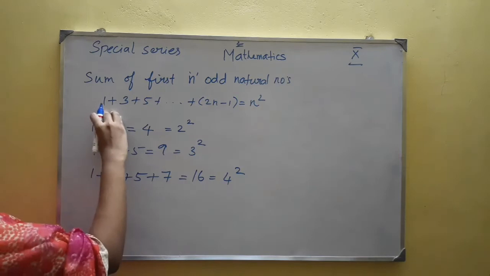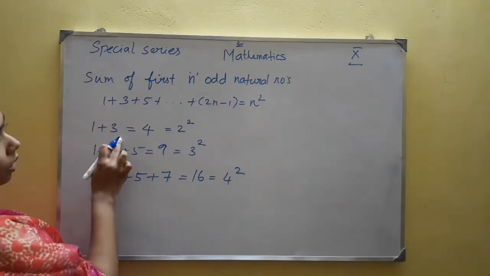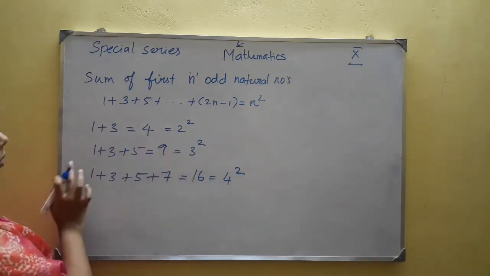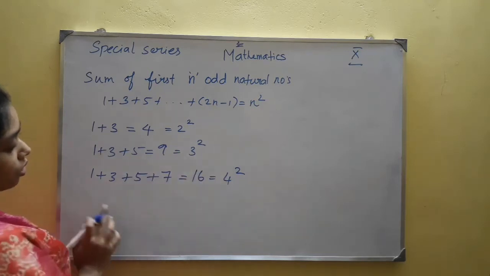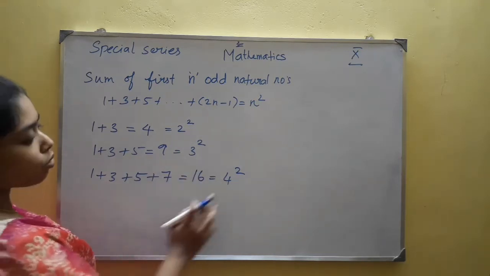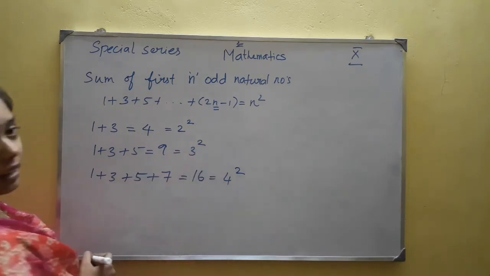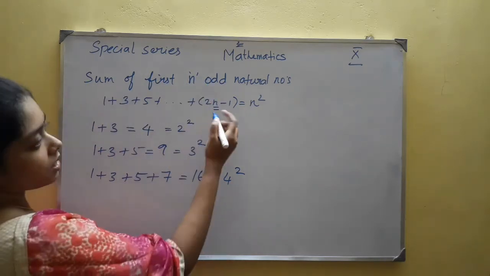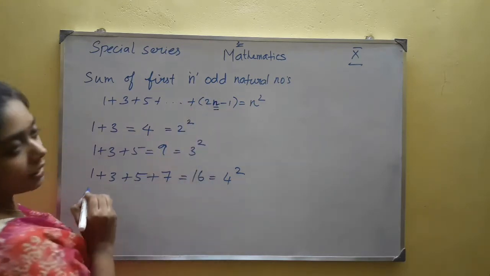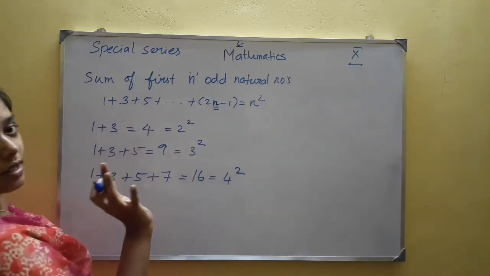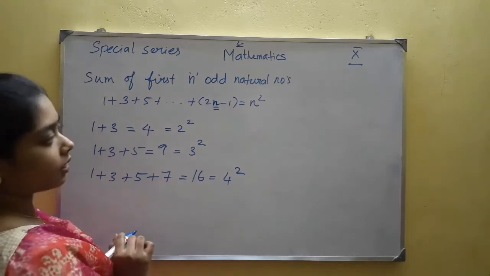So how many terms are here? 2 terms. So 2 square is your solution. How many terms are here? 3. 3 square is your solution. How many terms are here? 4. So 4 square is your solution. So this n indirectly says the number of terms. If you know the number of terms in that summation, you can easily find the answer, that is n square.